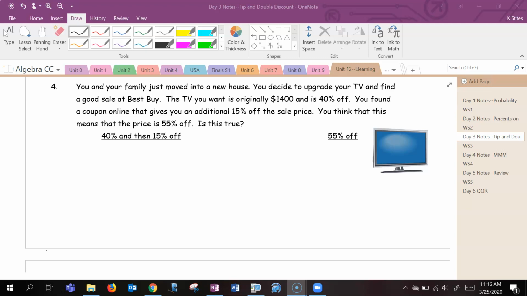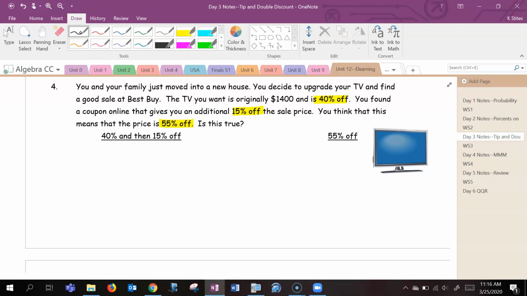Is this true? What a lot of people want to do is to say, oh, I got 40% off and I got 15% off, so that's the same as 55% off. All right, well, that seems reasonable. Let's see if that's actually the case. So we're going to try this 2 different ways.